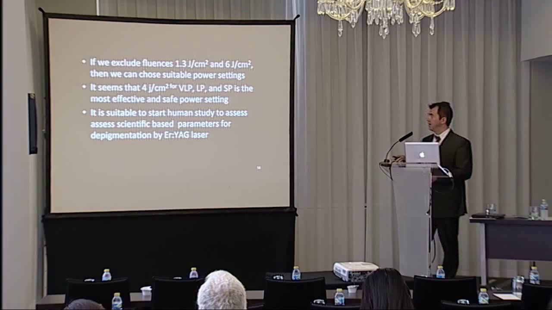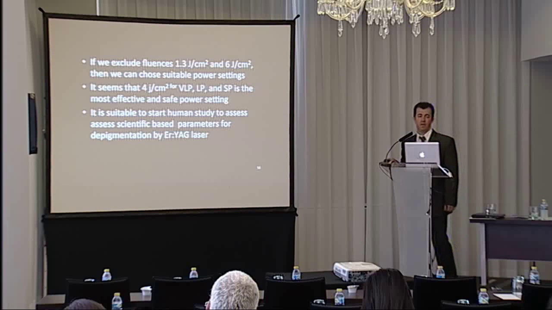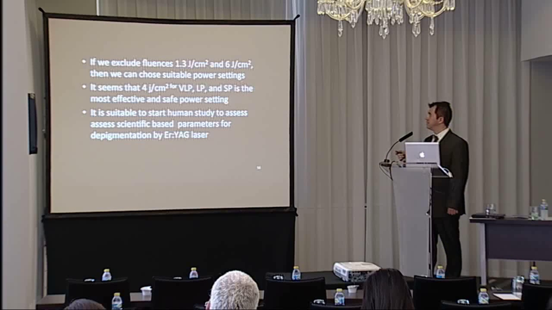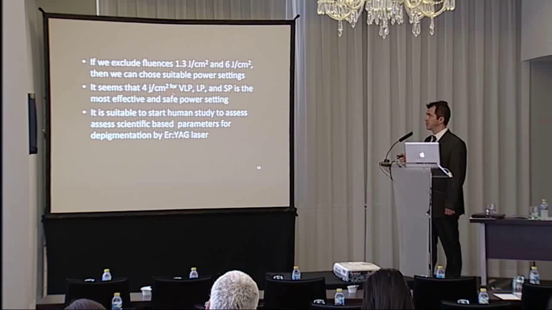Okay. The conclusion. Actually, we excluded fluences of 0.3 joule per square centimeter, because it's very slow, and this is what was recommended by the manufacturer, and 6 joule per square centimeter because it's very harmful. It seems that 4 joule per square centimeter for VLP and LP, these are the different pulse durations, are the most effective and safe settings.